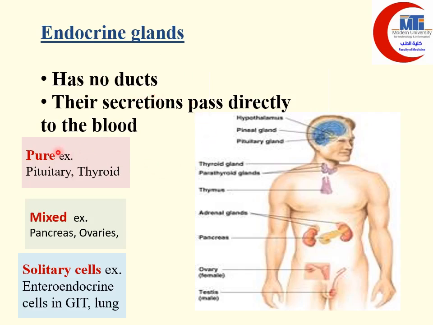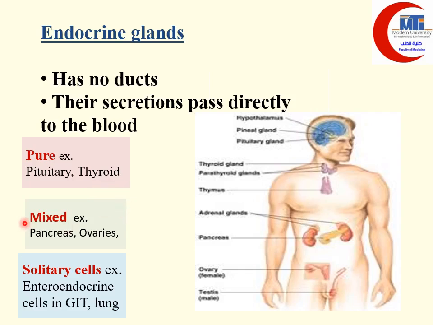We have many types of endocrine glands: pure endocrine glands, mixed glands, and solitary cells. Pure glands means that these glands are purely endocrine, with no ducts, as the pituitary gland and thyroid gland. The pituitary gland secretes hormones directly in the blood and has no ducts. Also, the thyroid gland secretes thyroid hormone directly into the blood, and this gland has no ducts.